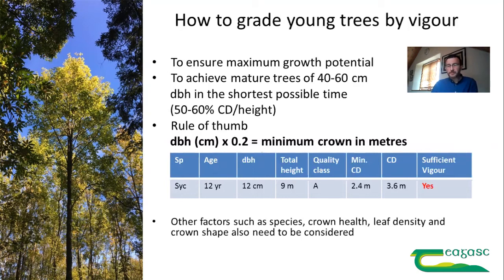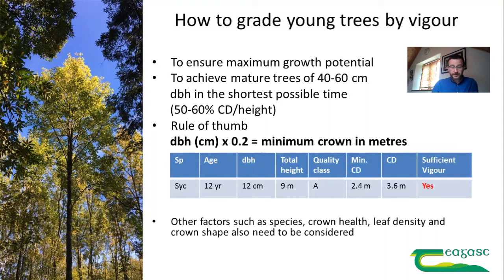There is a number of ways to do that, but the methodology that I found more effective is one used in parts of North America and Europe. And basically, by multiplying the diameter at breast height of our potential selected tree by 0.2, we'll obtain a number which will give us the minimum crown diameter in meters for that tree to show sufficient vigor. Now, how does that work in practice?